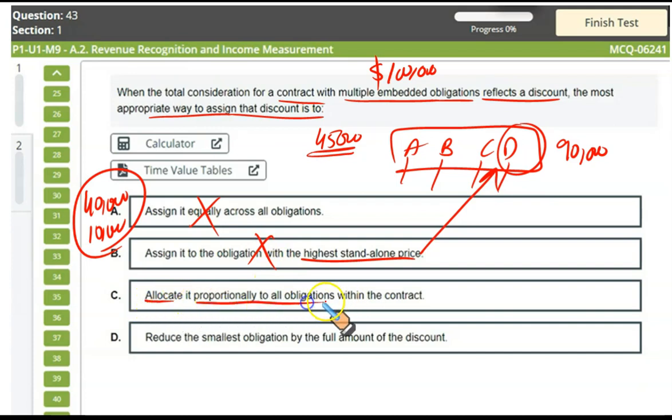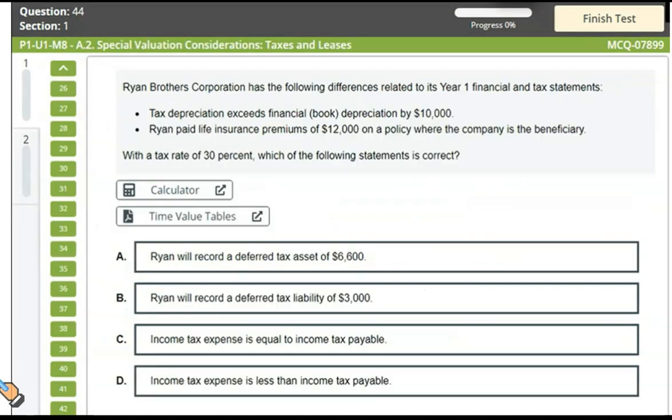Allocate it proportionally to all obligations. Remember the same example. Refrigerator and warranty being sold at 45, and we use this proportion 20/80 to split the obligation price. So you allocate proportionally. This is the right thing we did in that question. That's the right option. Next.